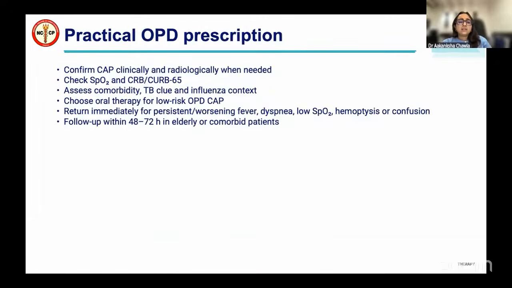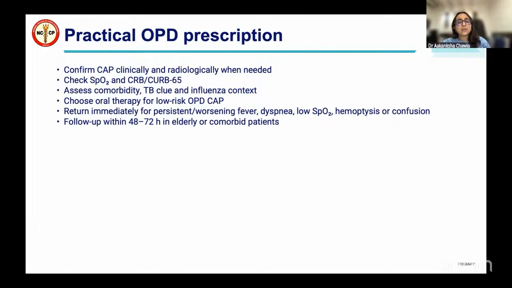So, how would a practical approach or a prescription for your patient of CAP be? You've confirmed the diagnosis clinically and done an X-ray if you thought it was really needed. You've checked the oxygen saturation levels, done the CURB 65 criteria, and you know you're treating this patient on an OPD basis. You've assessed for comorbidities, ruled out tuberculosis, or influenza if there was a possibility of that. Then, of course, you choose the right empirical therapy that we were just discussing.